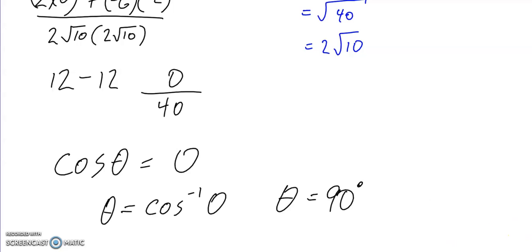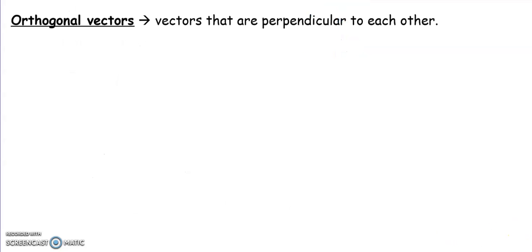And then before I end this video, I want to throw one more new term at you. Orthogonal. Orthogonal is a fancy way of saying perpendicular. So if I tell you have orthogonal vectors, that means the vectors are perpendicular to each other. We already saw an example of orthogonal vectors. i and j are orthogonal vectors. Orthogonal.